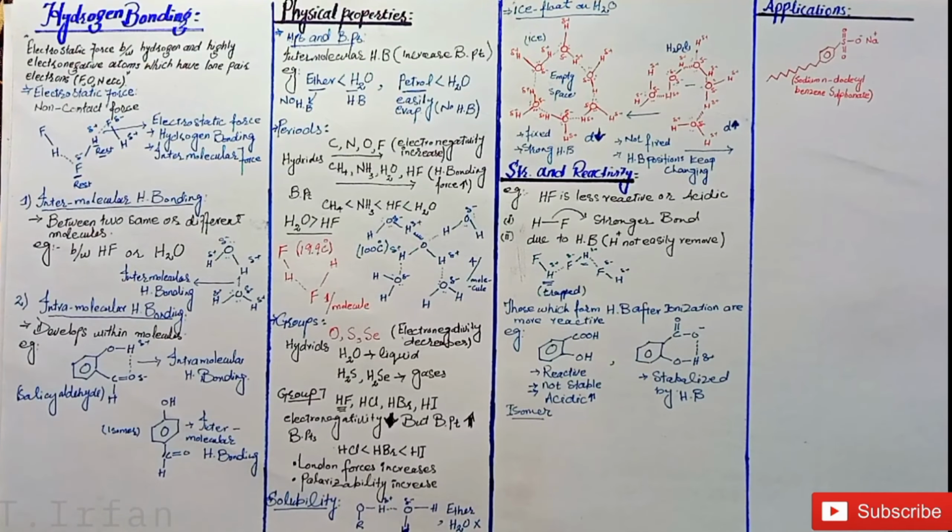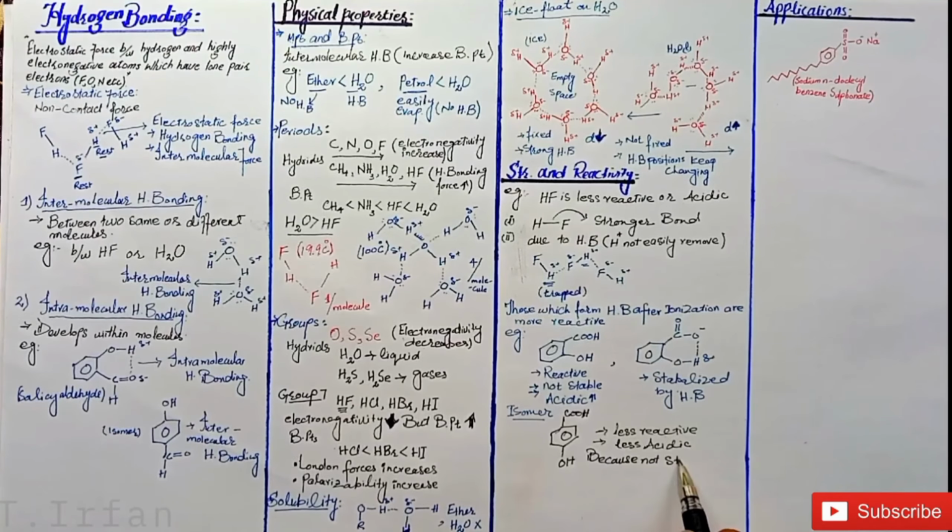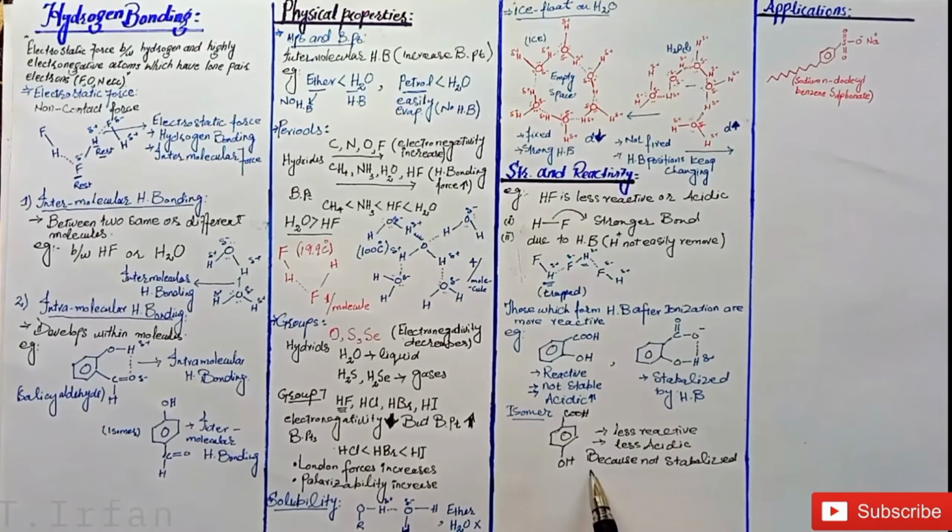And one of the isomers of salicylic acid is para-hydroxybenzoic acid. After losing its proton, this is not stabilized by internal hydrogen bonding. So this is less reactive and less acidic. So we can say that hydrogen bonding also affects reactivity and acidity.